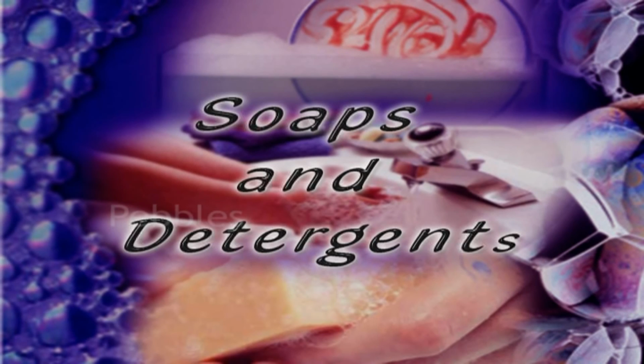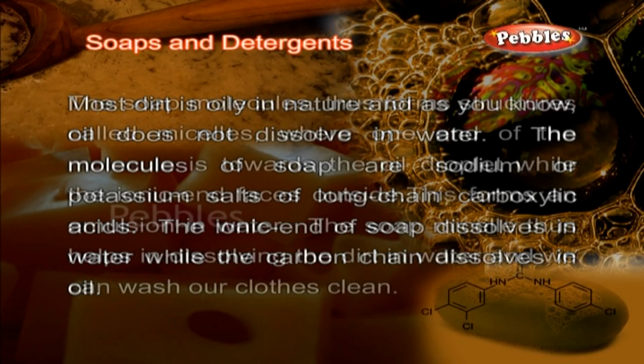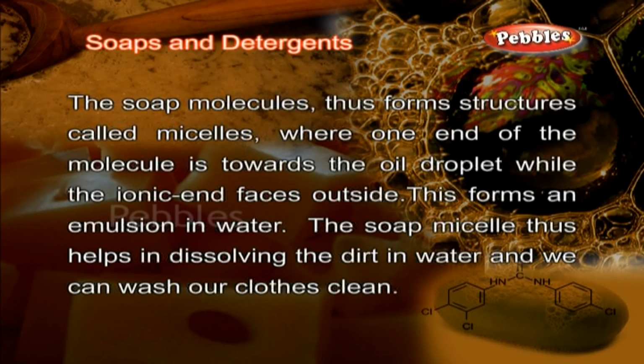Soaps and detergents. Most dirt is oily in nature, and as you know, oil does not dissolve in water. The molecules of soap are sodium or potassium salts of long-chain carboxylic acids. The ionic end of soap dissolves in water while the carbon chain dissolves in oil. The soap molecules thus form structures called micelles, where one end of the molecules is towards the oil droplet while the ionic end faces outside.